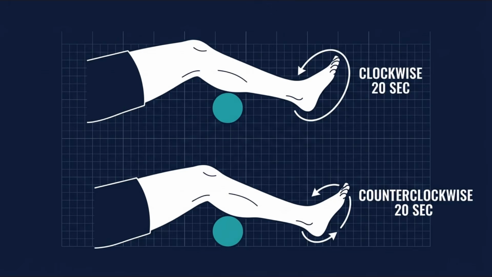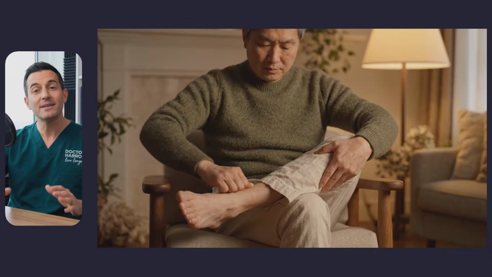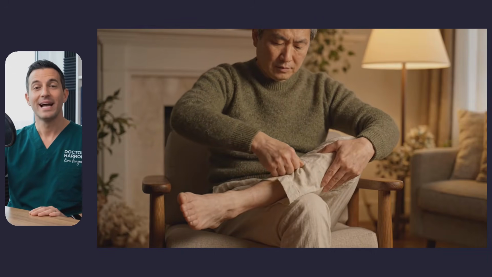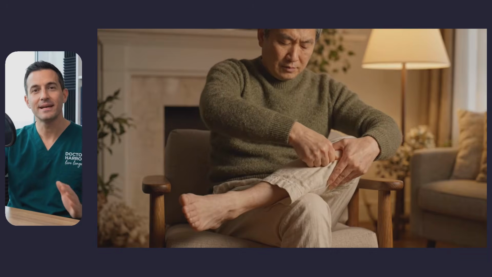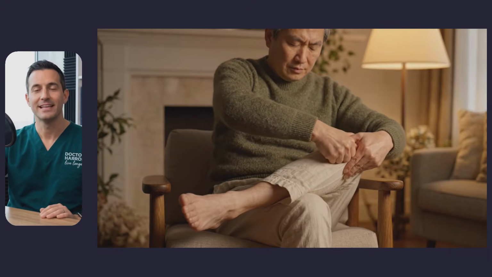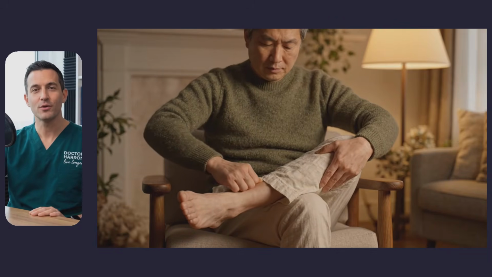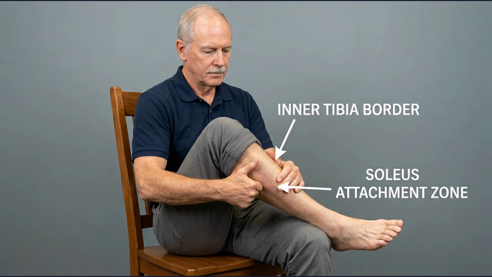Move the ball slightly higher. Repeat. 2 positions per leg, 45 seconds per side. Total time, 90 seconds. If getting on the floor is difficult, sit in a firm chair. Cross your right ankle over your left knee. Use both thumbs to press into the inner border of your right shin bone, about 4 inches above the ankle.